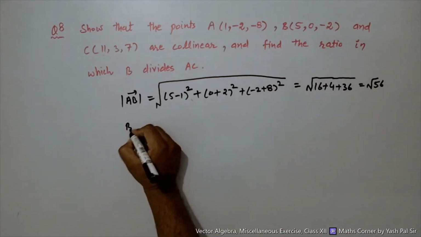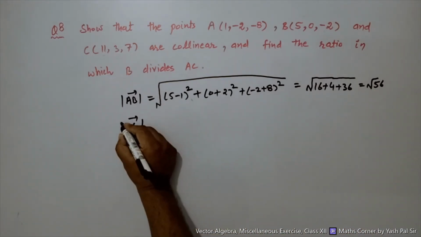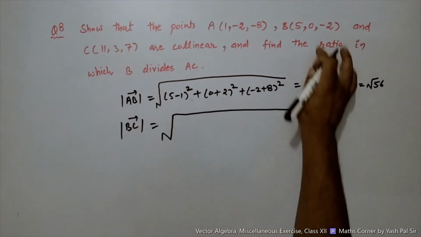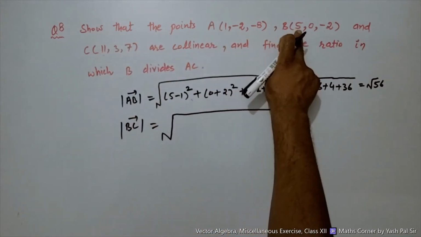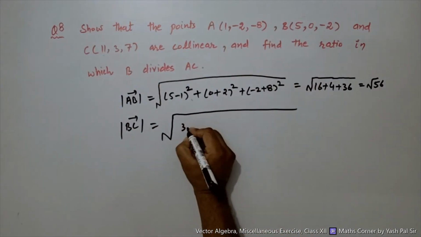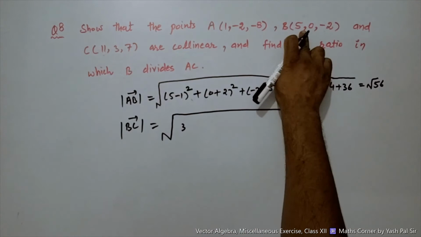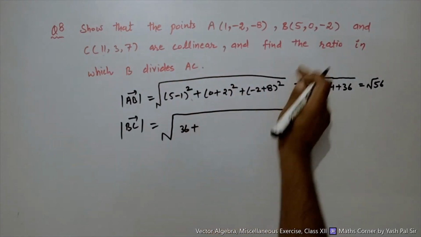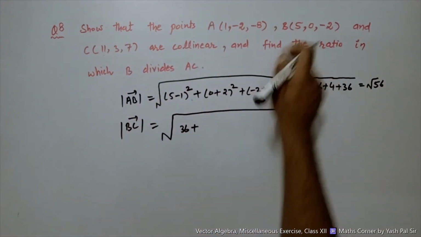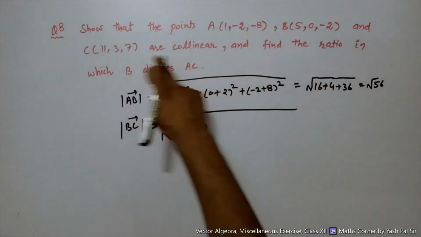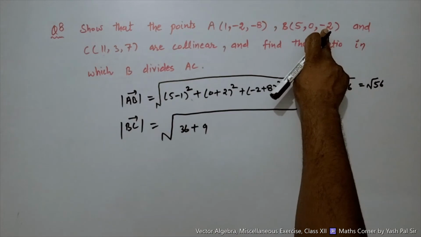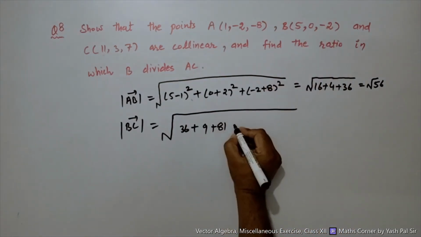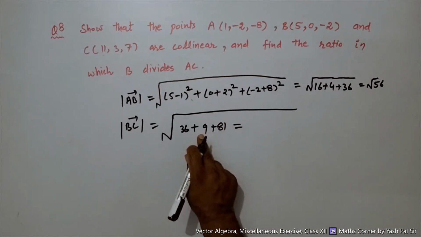Square root of 56. Next we have BC, which is equal to square root of (11 minus 5) 6 whole square, that is 36, plus (3 minus 0) whole square is 9, plus (7 minus minus 2), 7 plus 2 is 9, 9 whole square is 81, so this is equal to 90, 126.